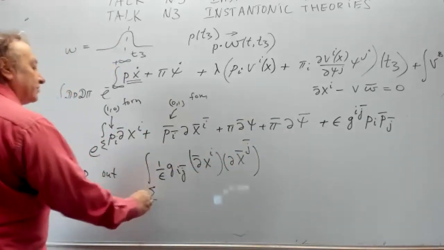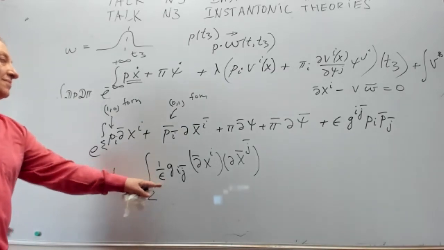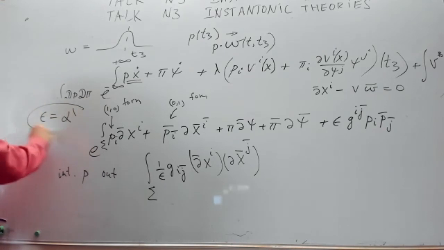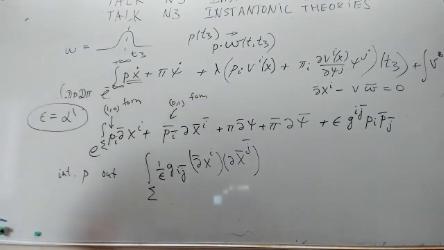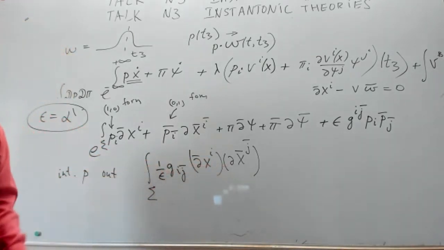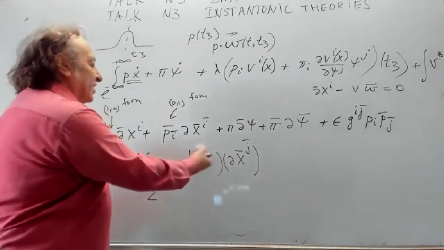this expression. And here I see that epsilon is what people in string theory are calling alpha prime. Almost. Because people say that it's not the expression that they used to write down in string theory. They actually have something symmetric.